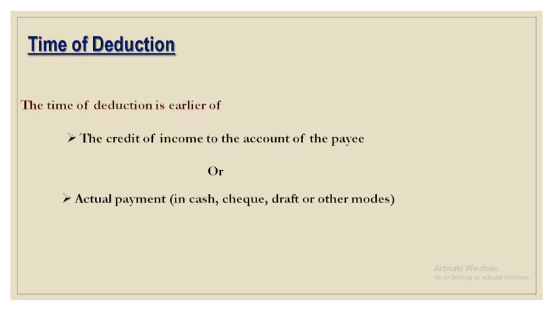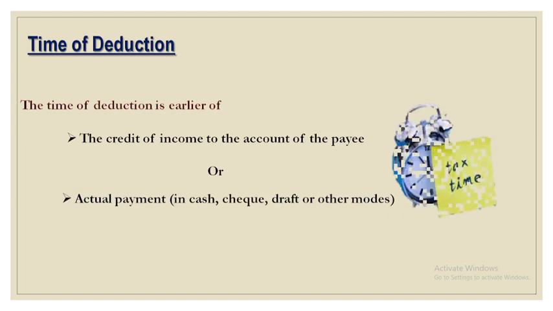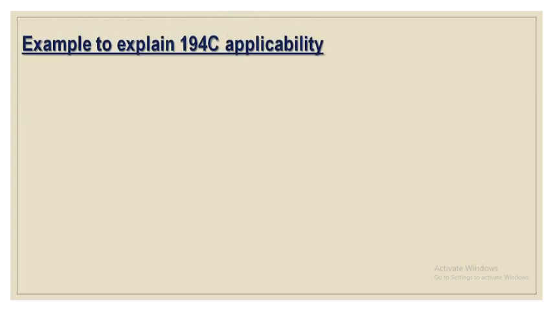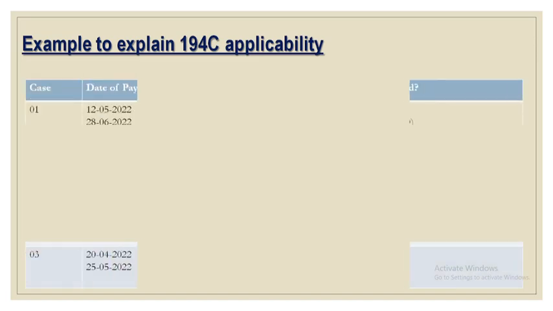Time of deduction. The time of deduction is the earlier of the credit of income to the account of the payee, or actual payment, in cash, cheque, draft or other modes. Example to explain 194C applicability.